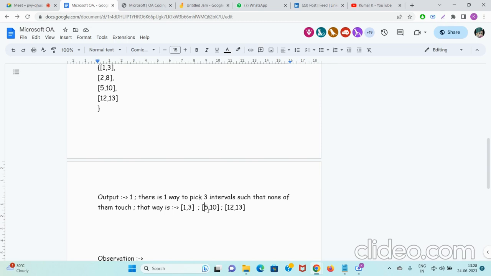Dekho, 3, 5 ko touch nahi ho raha hai, 10, 12 ko touch nahi ho raha hai. We got the answer. Answer is 1 for this particular test case.